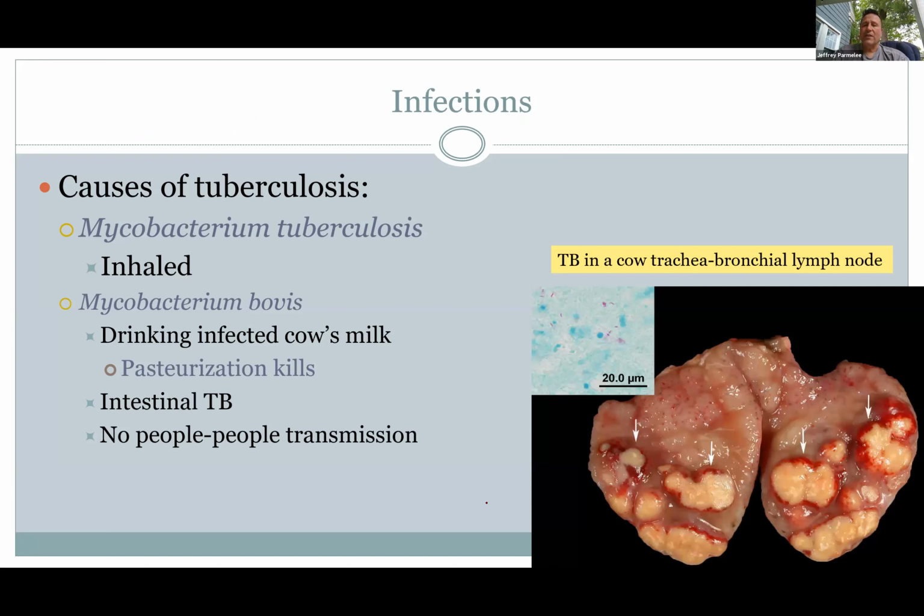I took this actually from a cow, but it's a lymph node showing the tubers. I see the red edges around them, kind of interesting. But this is the bacteria, Mycobacterium tuberculosis. Myco means fungus, so it kind of has this look about it. And then there's a version you get from an infected cow's milk, and that's going to infect your intestines, and it's not transmittable among people. But cows and deer can get it.